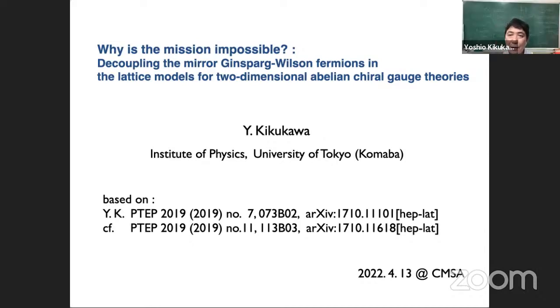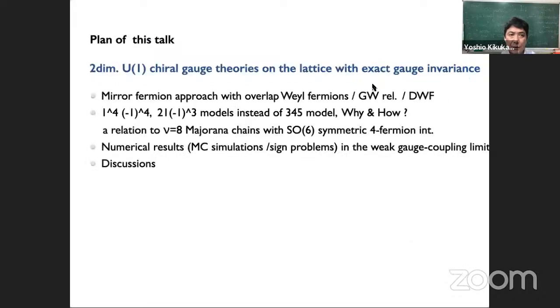Yes. Thank you very much for the introduction. It is my great pleasure to give a seminar here, in the CMSA seminar series, and I'd like to thank the organizers for giving me this opportunity. Today, I'd like to discuss especially two-dimensional U(1) chiral gauge theories and how to put them on the lattice with exact gauge invariance. I would like to concentrate on the so-called mirror fermion approach using the overlap fermion.